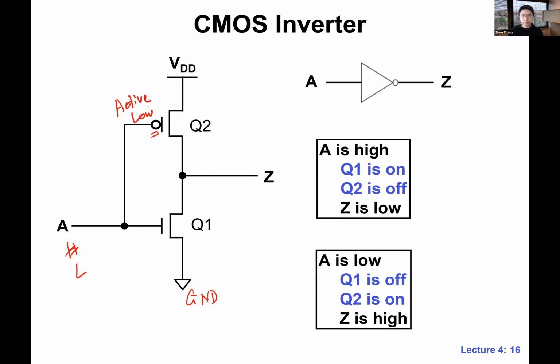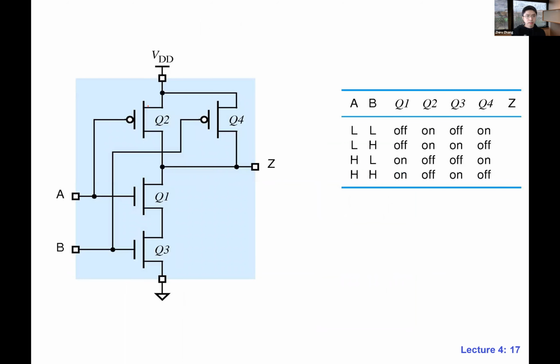And this is the inverter, right? That's it. And one more time, only one of the transistors is on at any given time. Any questions? If not, let's look at another one.